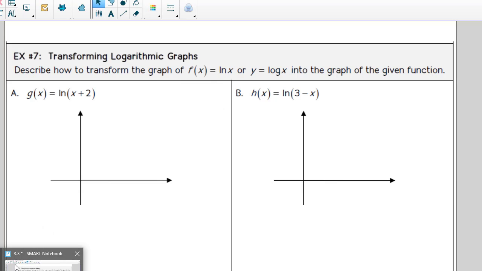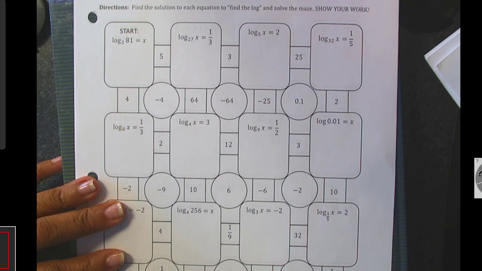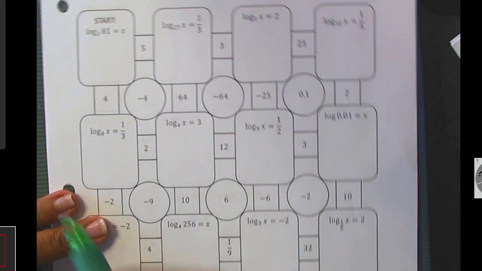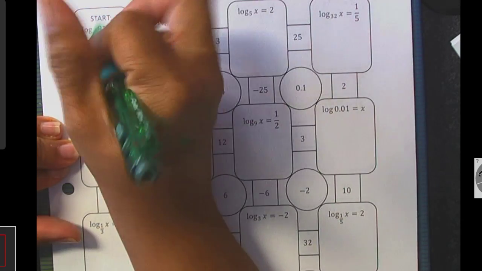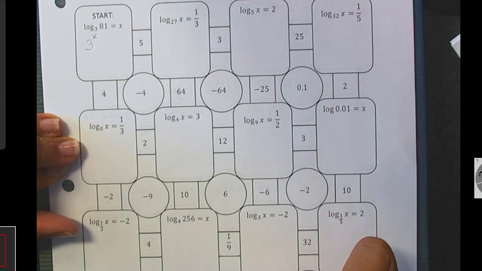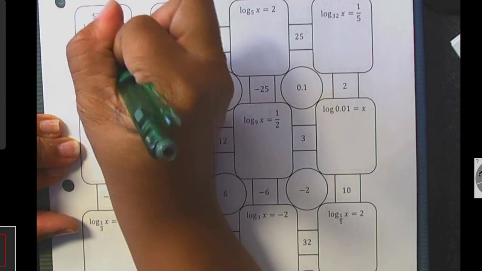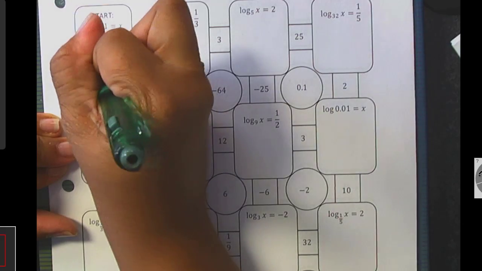G of x, they tell us where to start, and we need to solve this problem. It's log base 3 of 81. So how do we solve that problem? What do I raise 3 to, which they tell me the answer is x, in order to get 81? And what's the answer to that? 4. X equals 4.